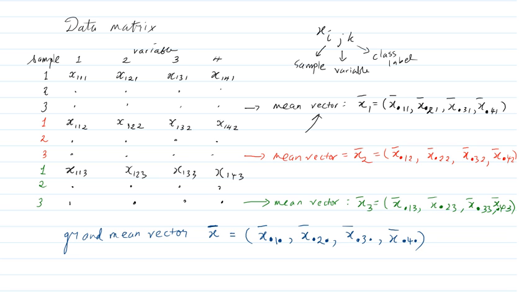And then you can have the grand mean vector, which is basically you remove all the information about the classes, and then you simply average across all the samples. That will also produce the mean for all the column variables in such a way.